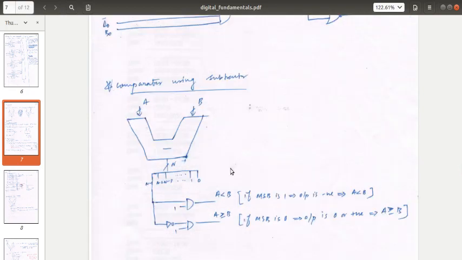So we will stop there for this lecture, and in the next one we will continue with other digital electronics elements which are required for computer architecture.